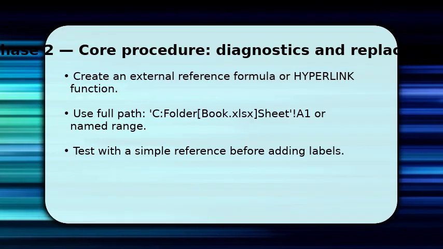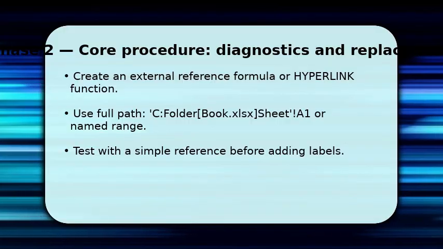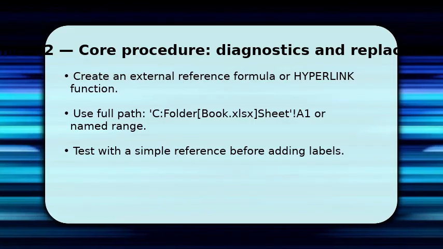Alternatively, to make a clickable link with a label, use HYPERLINK, C:/folder/source.xlsx Sheet1, A1, "my label". Once done, press enter and watch Excel pull the value or create the clickable label. Make sure to use the exact sheet name and cell, and test a simple cell.